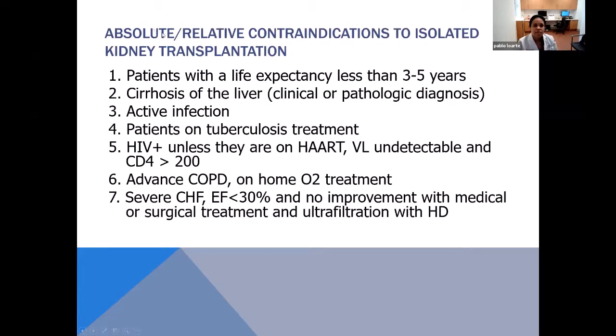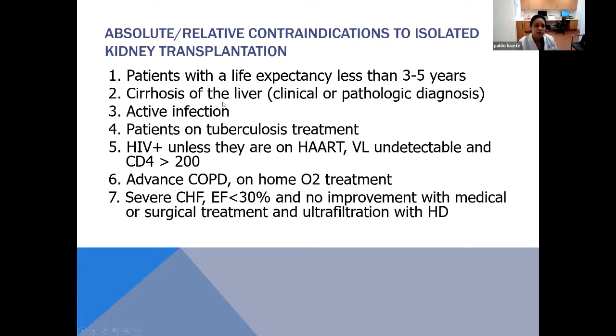So what are the absolute and relative contraindications for transplant? If a patient is expected to survive less than 3 to 5 years, this is more of a relative contraindication. If you look at the patient, you do not expect that person to live more than 3 or 5 years. You just have to weigh the risk versus benefit of transplantation, and you may consider not transplanting the patient.